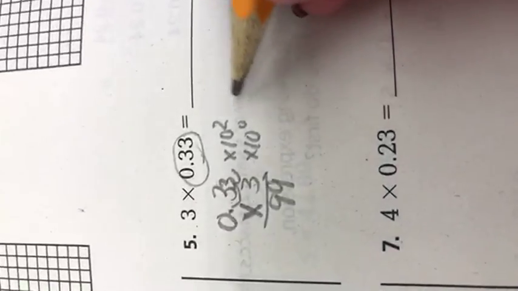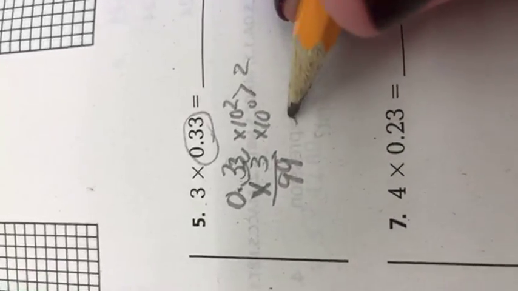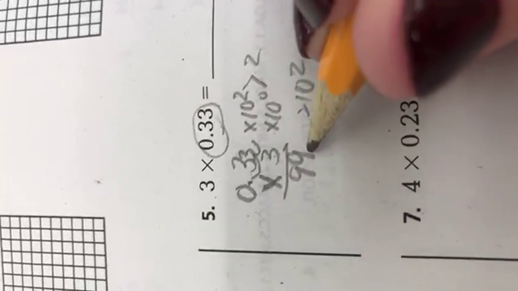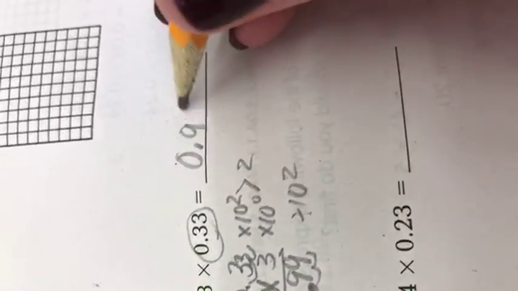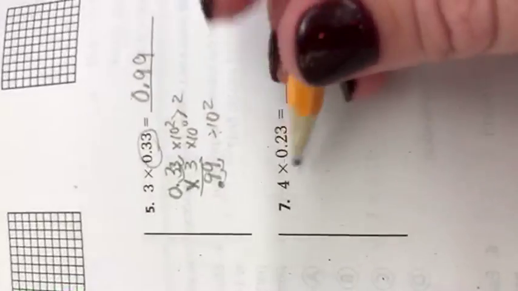So I move my decimal over a total of 2 times. Divide by 10 to the power of 2, move it over 2 times, 1, 2. Now it's in front of the 9. Boom, 99 hundredths.